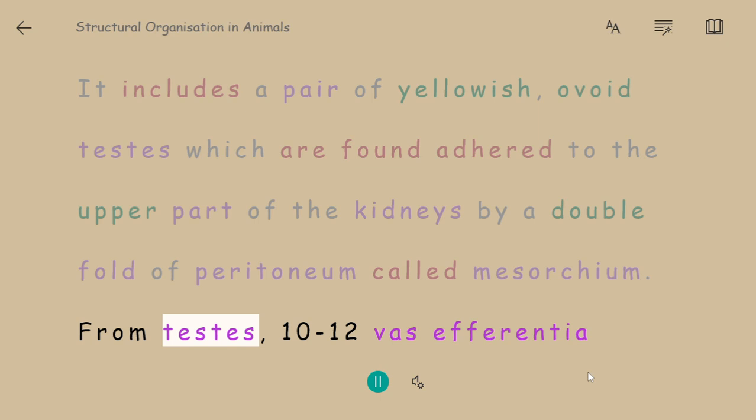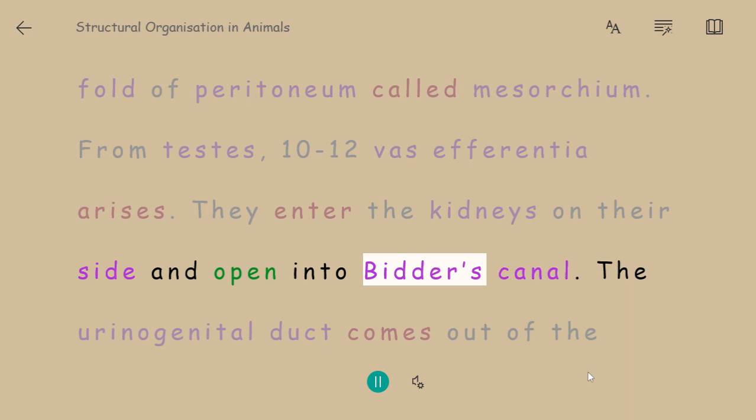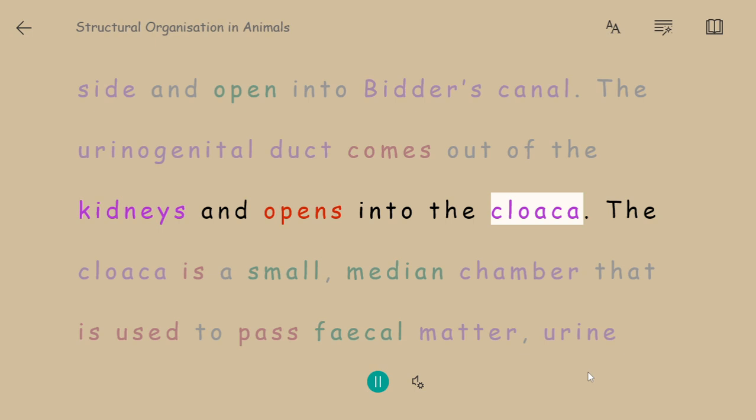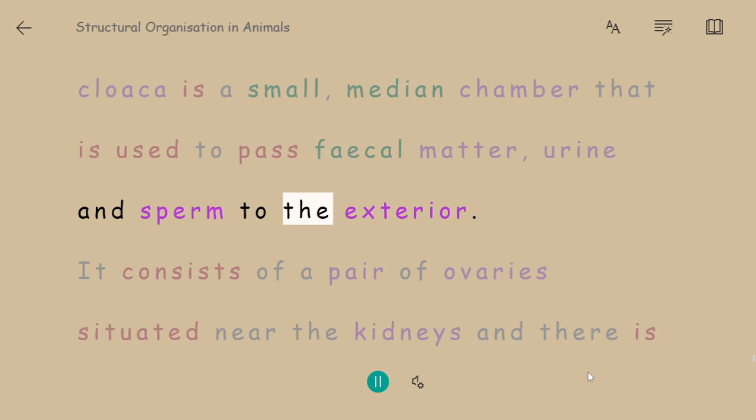From testes, 10 to 12 vasa efferentia arise. They enter the kidneys on their side and open into Bidder's canal. The urinogenital duct comes out of the kidneys and opens into the cloaca. The cloaca is a small, median chamber that is used to pass fecal matter, urine, and sperm to the exterior.